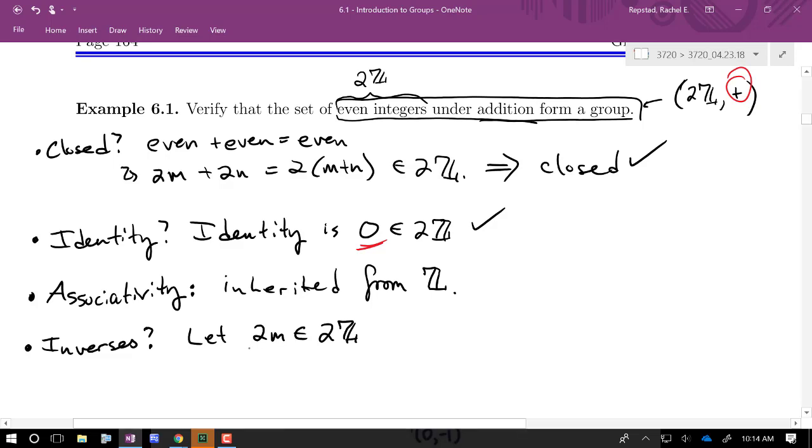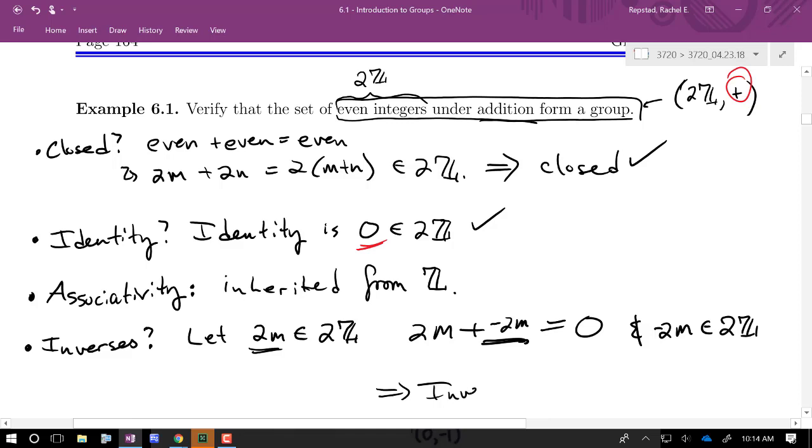So we're taking our element 2m. What do I combine with it under our operation? What do I add to it to get our identity element, which is 0? Not a trick question. Negative 2m. Yes, thank you. So negative 2m, this is clearly true, and we observe that negative 2m is also in the set 2Z. It's also an even integer. So these two things together mean that inverses exist.